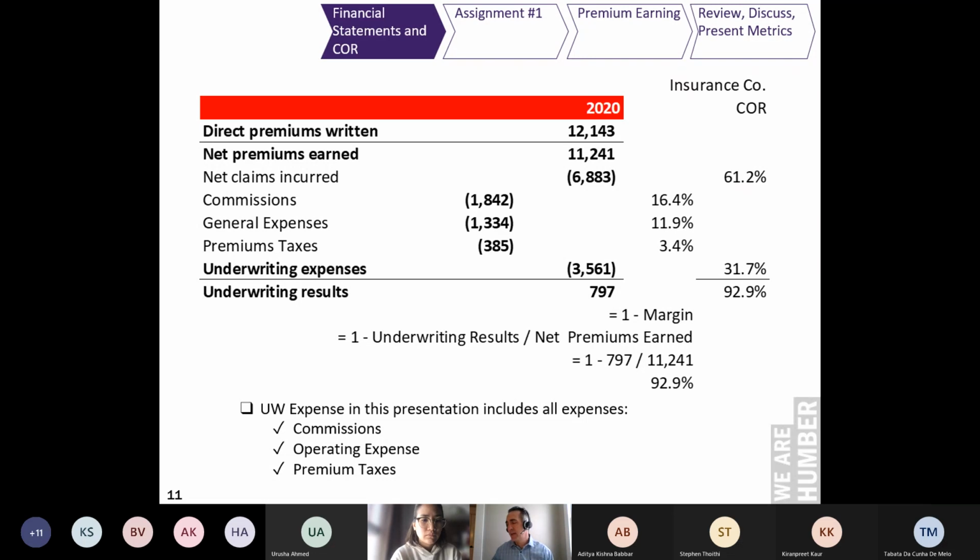Any questions on combined operating ratio? Professor, sorry. In the example where the COR is 92.9, what does it mean again? Is it that the higher the number, the better for the company? Good question. Yeah. So the higher the number, this combined operating ratio is the worse for the company. The companies want a lower combined ratio because this is the sum of all of the expenses. So if the expenses are higher, then that means there's less profit and more expenses.